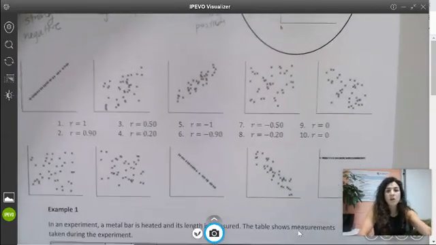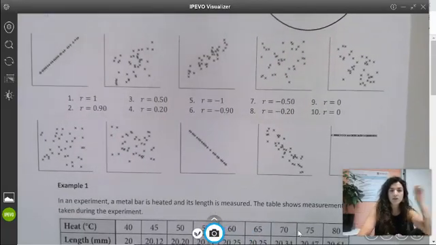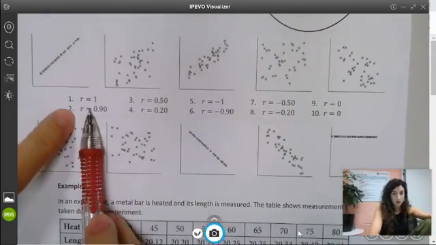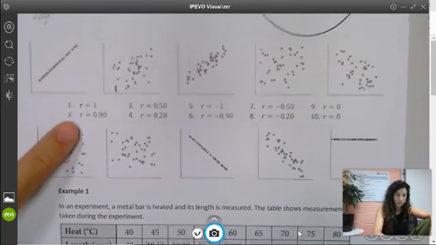All right, so we are going to go through and assign each of these graphs the Pearson's coefficient here, just so you start getting a general idea of what's going on.